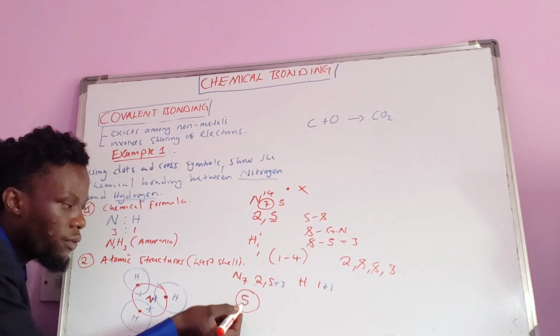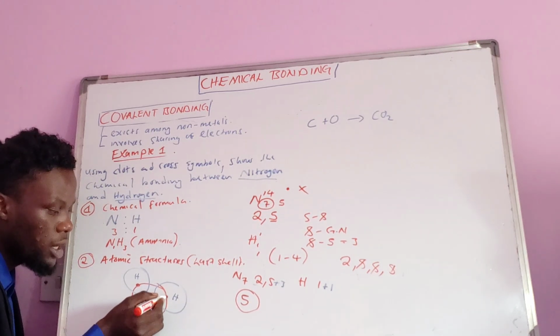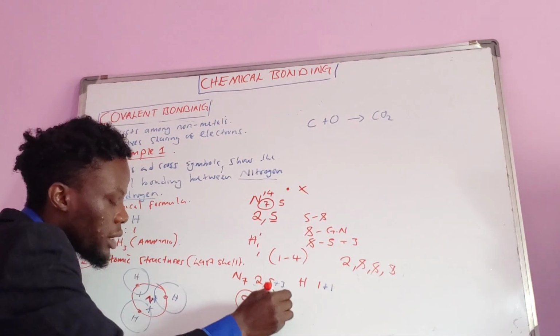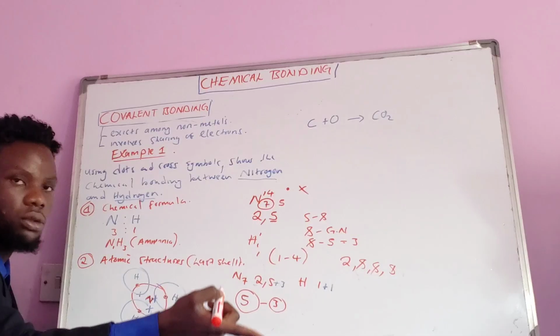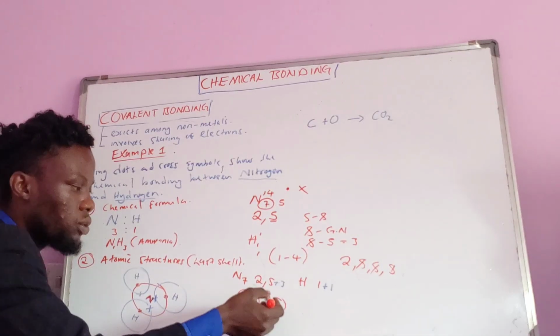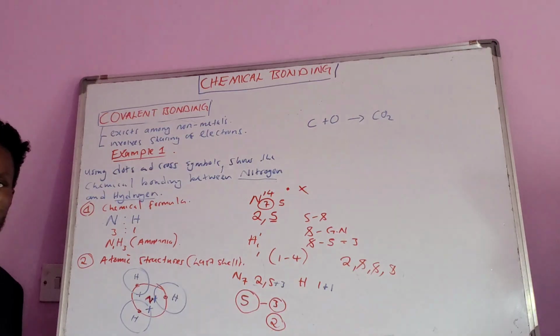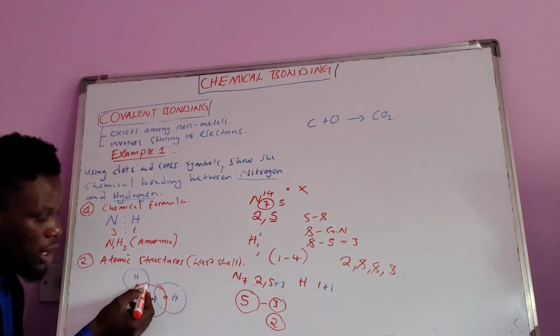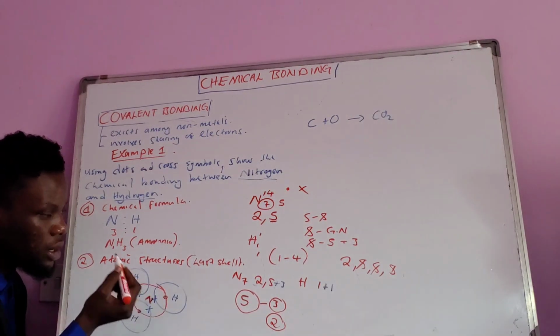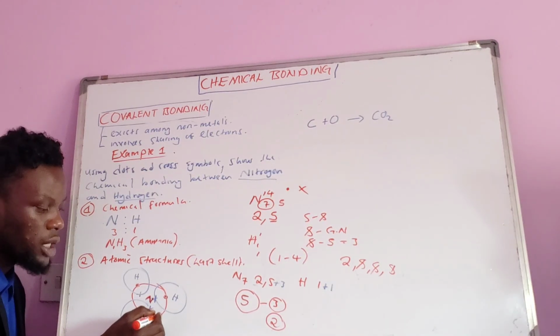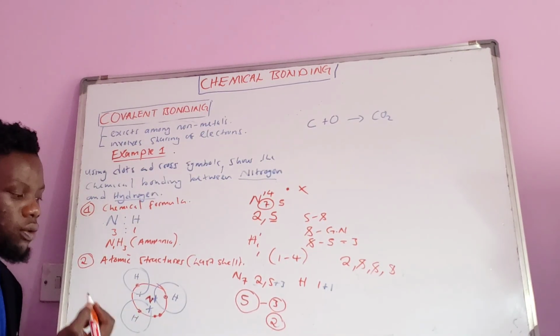Out of 5, I've used about how many? 1, 2, 3. So out of 5, I've used 3 electrons to give out to hydrogen. The remaining electrons are 2 electrons. So out of 5, I've only used 3 electrons, but the other 2 electrons are not part of bonding. I'm just going to put them outside so that I confirm my answer.